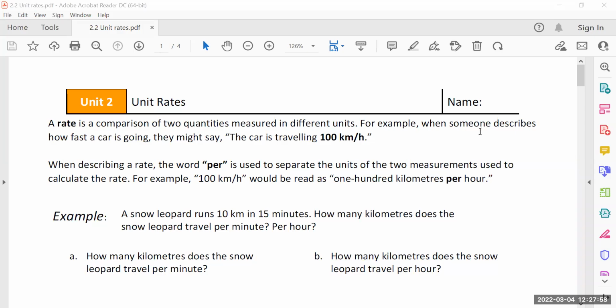All right, let's get to it. The recording is started and we are looking into unit rates.